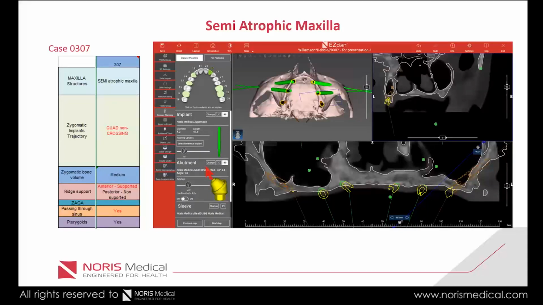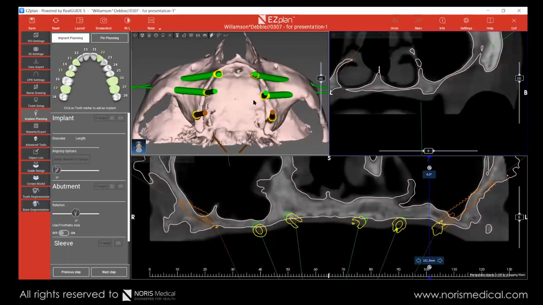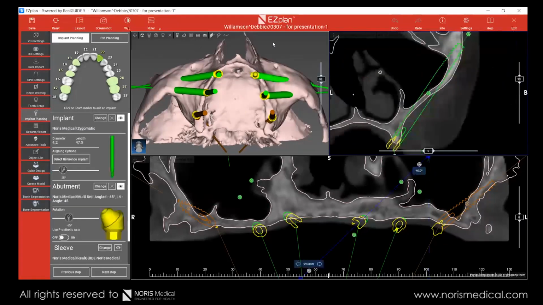In this case, we're talking about a semi-atrophic maxilla. It's also a little bit of cortical, of knife edge. And it's anterior supported, okay? Posterior supported, no, posterior non-supported. Let's look at that. Give me a second to put it on. This was not planned towards restoration. Let's look at the anterior implant.